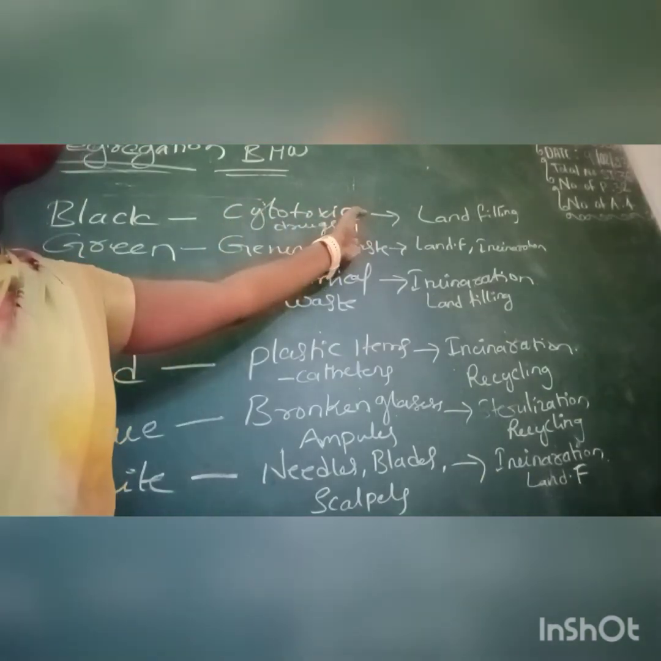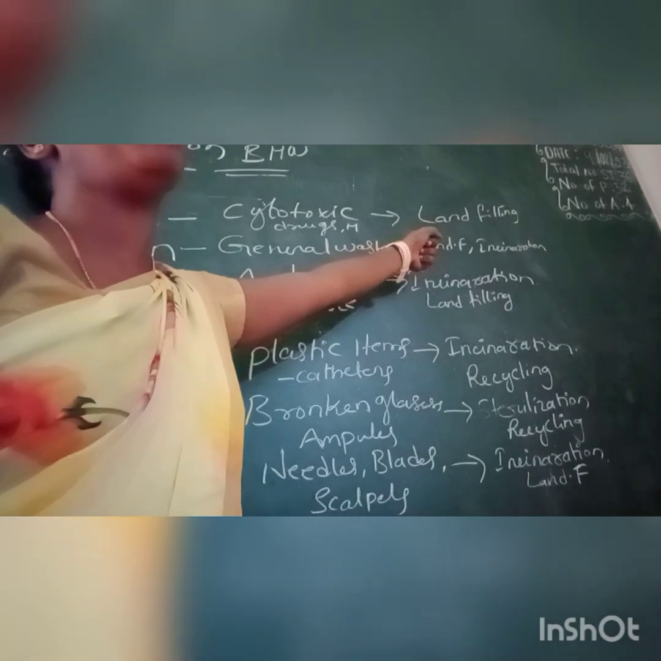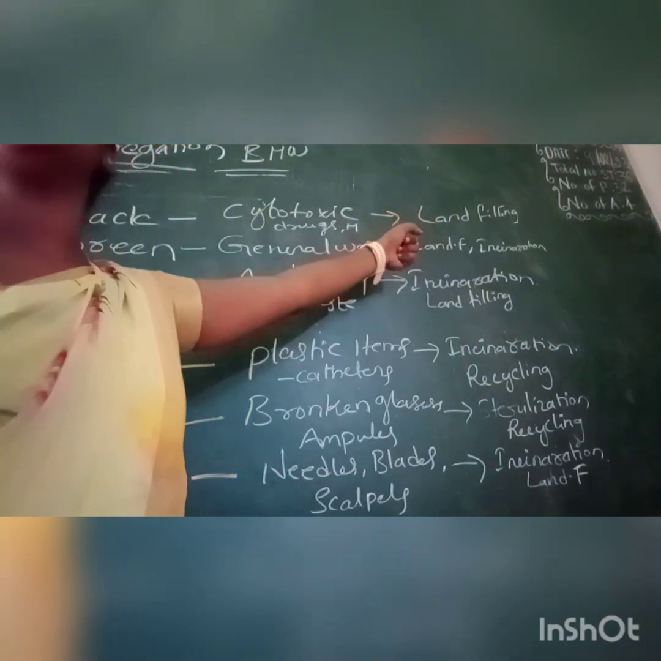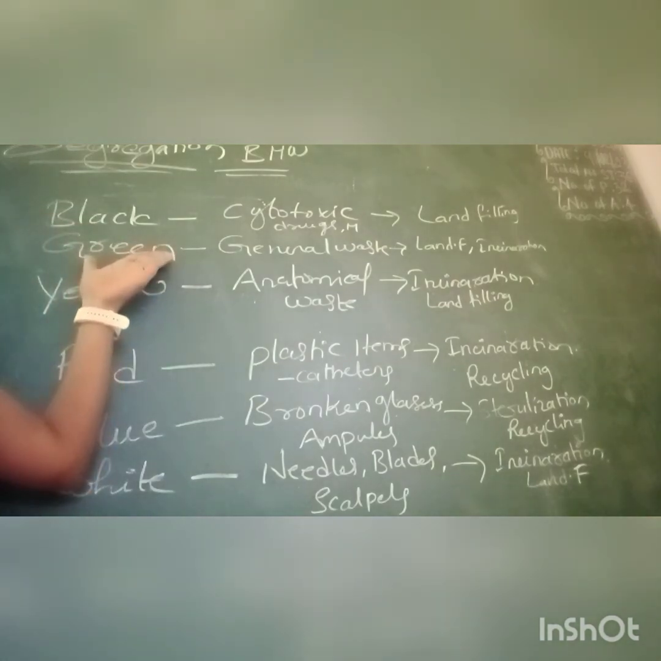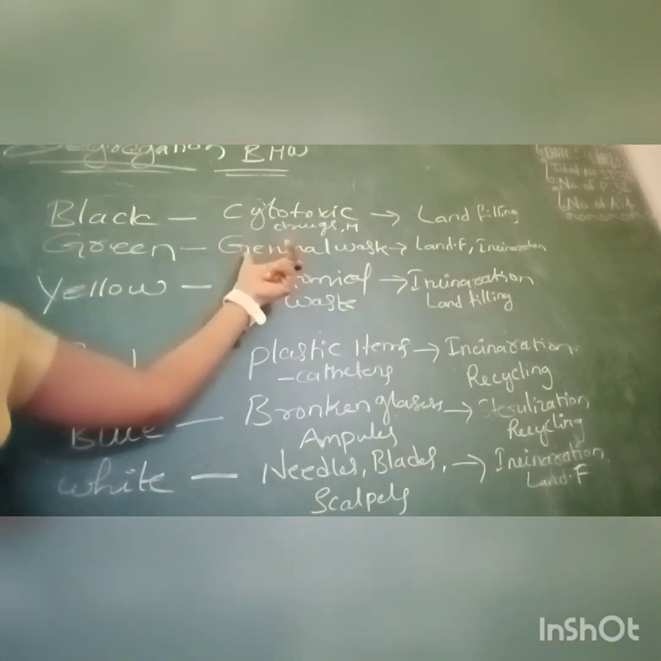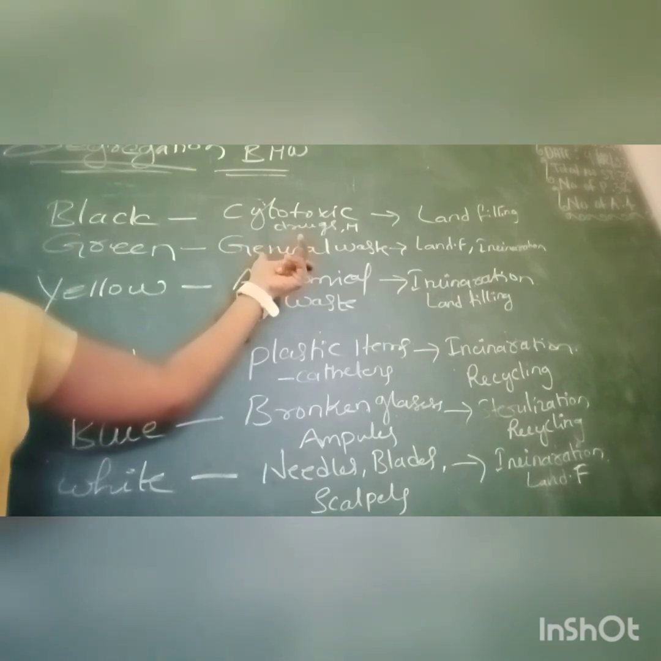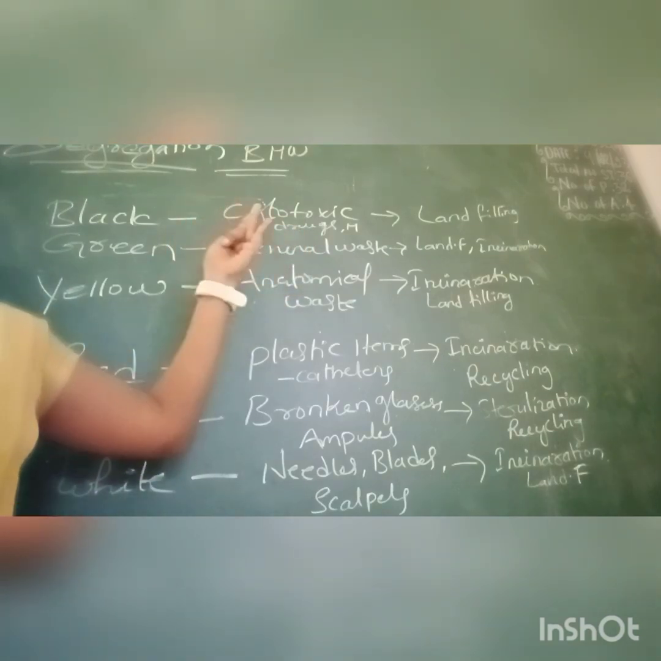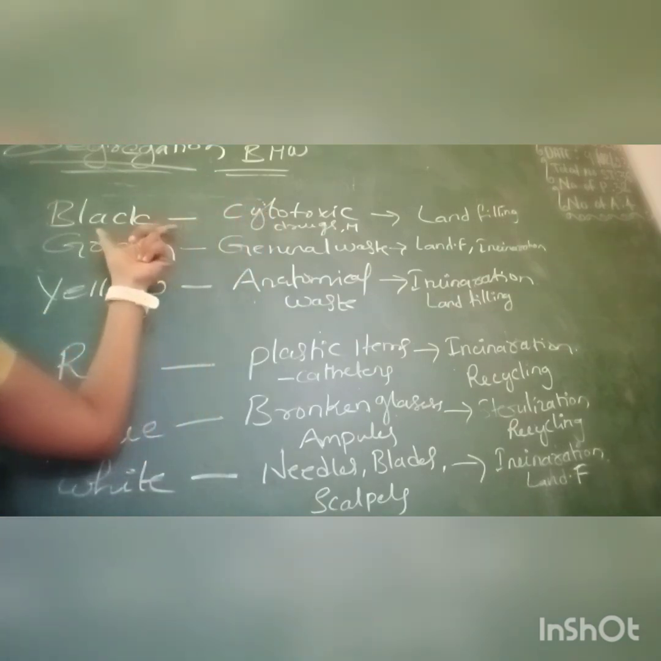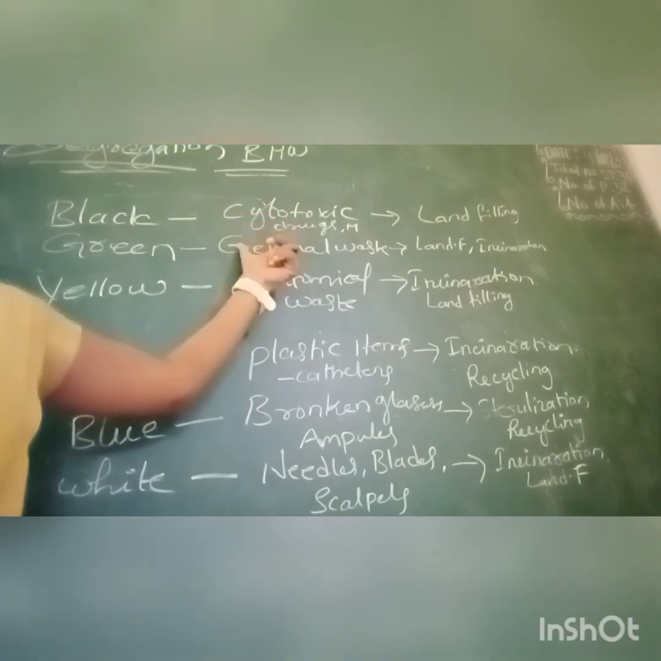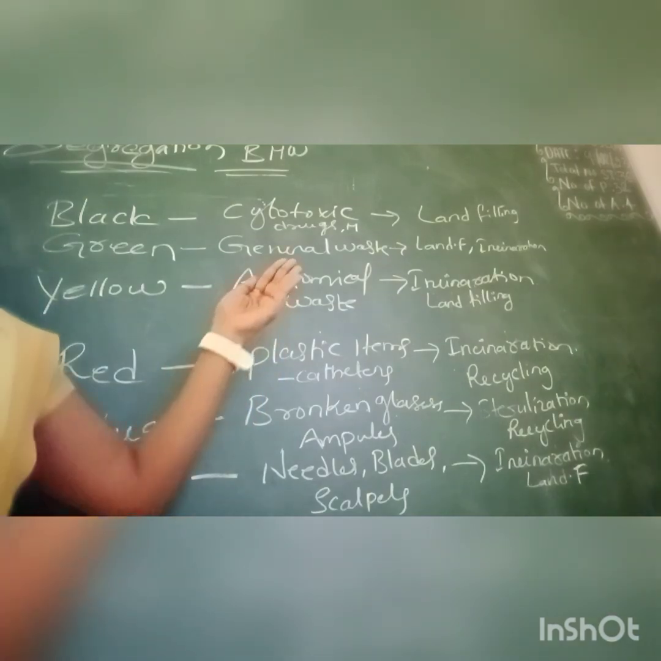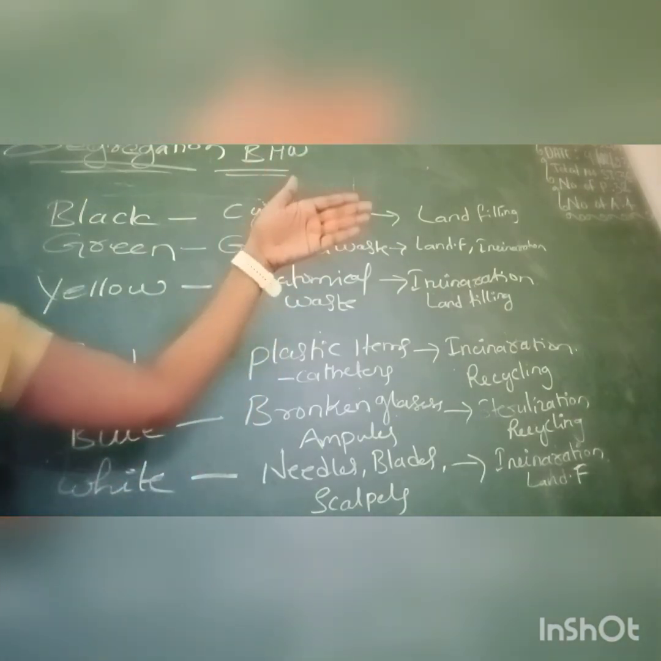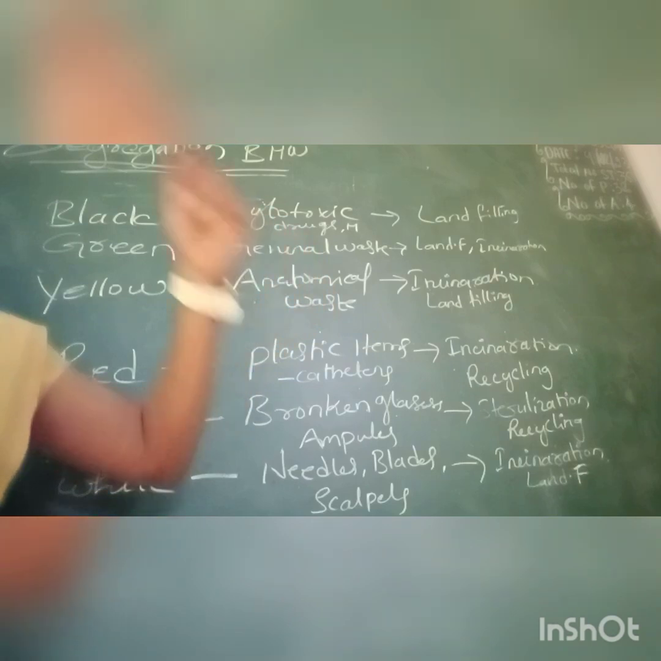The treatment for this is landfilling. Next one is green. Green bin, all the general waste. The general waste is like paper, food. Next, all the household waste comes under the general waste. This general waste goes for the landfilling and incineration. Papers go for the incineration, and food products and all go for the landfilling.